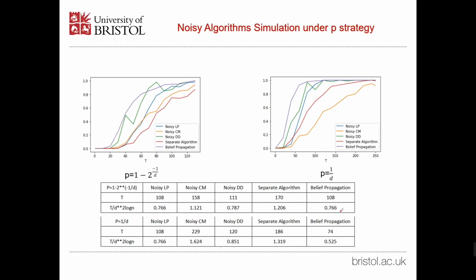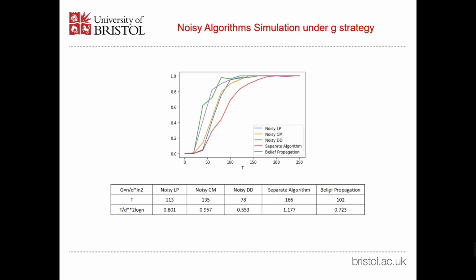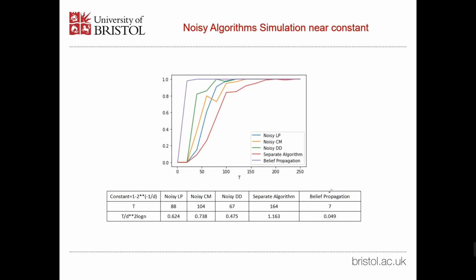And below are the simulation results of the noisy algorithms. It can be seen that this is G, this is near constant, and we found that the noisy algorithms under the near constant strategy are the fastest at identifying defective atoms, and all the noisy algorithms perform slightly better compared to the other strategies. For other strategies, the noisy LP algorithm performs most consistently under the P strategy.